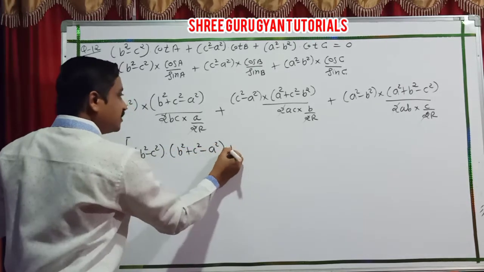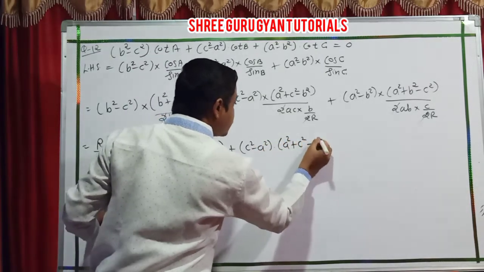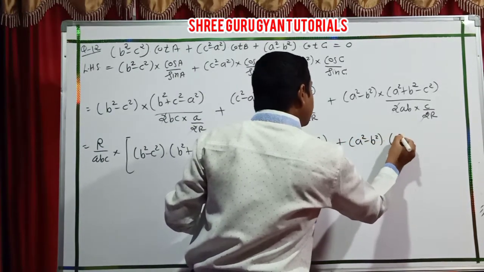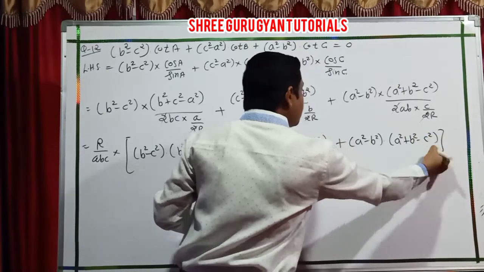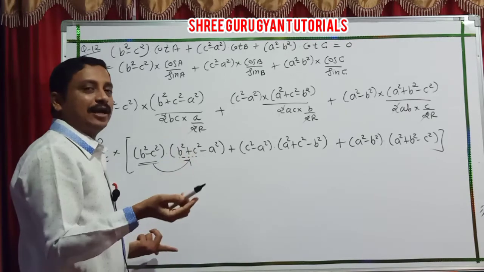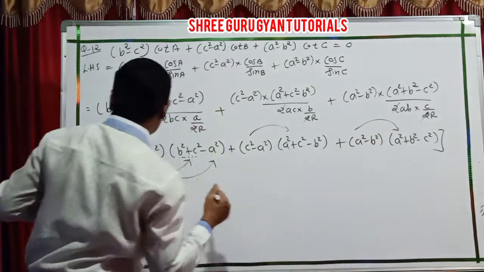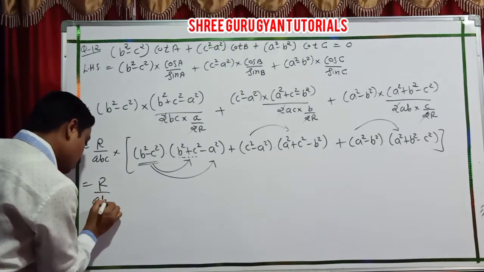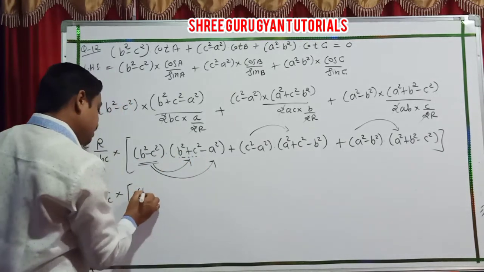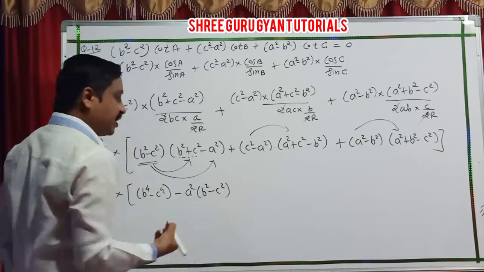By a square. Similarly here, a square plus c square minus b square, and last a square minus b square with the square plus b square minus c square. Students, these two are multiplied with these two. Directly you take the product, and this is multiplied by a square, same as here and same as here. So I get b square minus c square and b square plus c square, which is b raised to 4 minus c raised to 4, minus a square, the other function as it is.